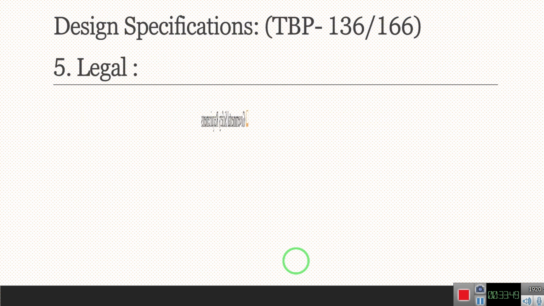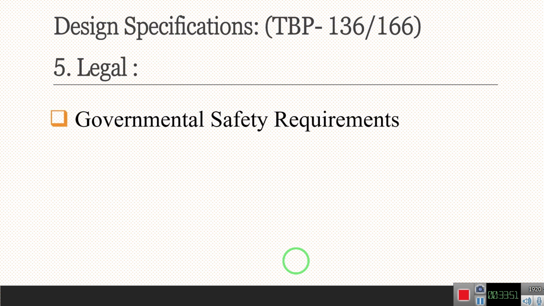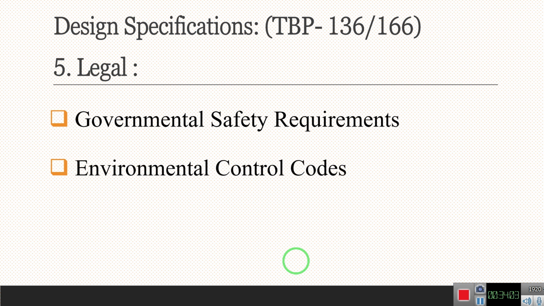Legal aspects, governmental safety requirements. The government may impose some safety requirements on your product, so you have to follow them. Next, environmental control codes, meaning this much temperature has to be maintained and this much operating conditions have to be maintained. So some environmental control codes will be there. You have to follow that in the legal aspects.